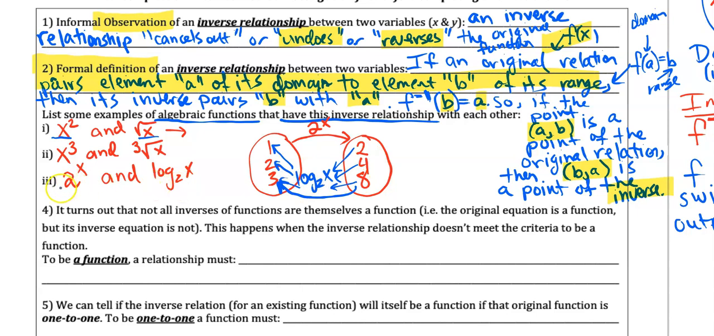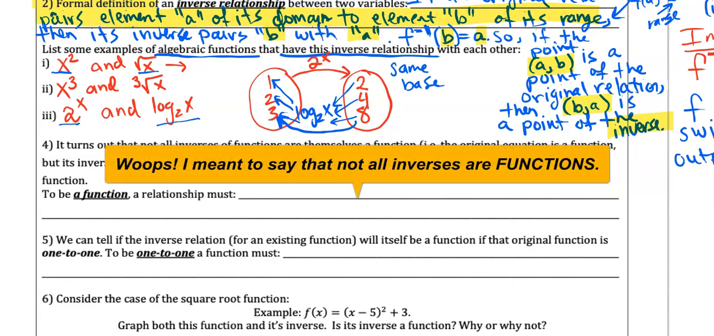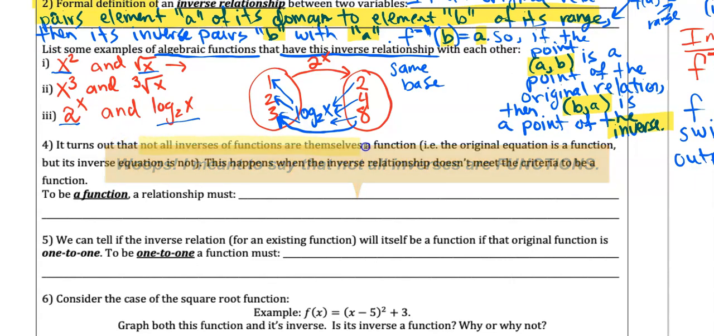So an exponential function and a logarithmic function, if they have the same base, so that's important, will basically cancel each other out or undo each other, because the log is doing the reverse of the exponent and vice versa. So we've looked at informal and formal definitions of an inverse, and then a few examples with our functions. Now, one thing I want to point out though, is that it turns out not all inverses of functions are also functions. So that's important for us to understand, which is why I keep using the word relation.